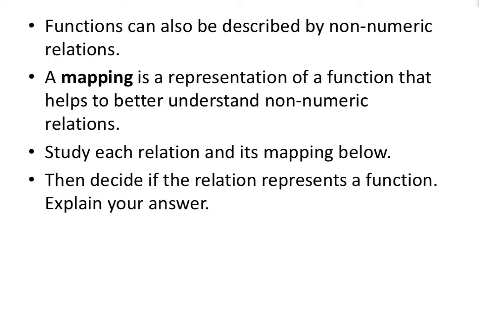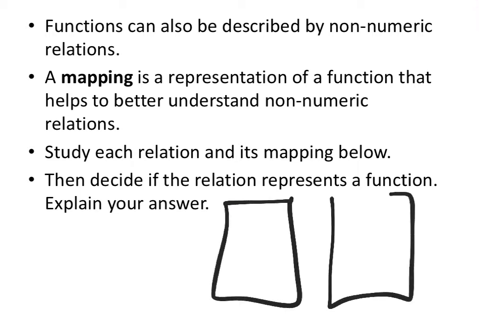And right here, what we're really concerned about is the mappings. So functions can also be described by non-numeric relations. A mapping is a representation of a function that helps to better understand non-numeric relations. And we'll go over each of these. But remember, for a mapping, it's got kind of two boxes or blocks like this. It doesn't really matter what values are over here. In order for it to be a function, there can only be one arrow coming out of each of the values over here, all right?